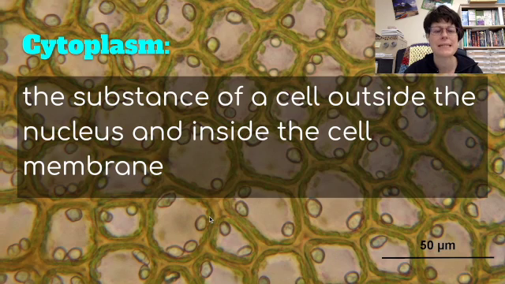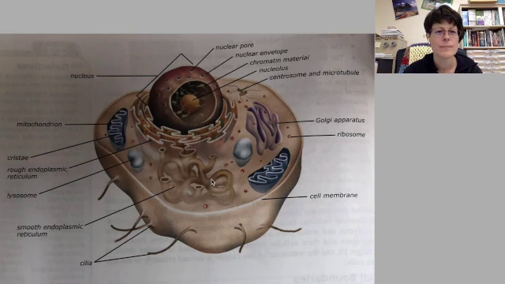Now, let's talk about what's inside the cell, and that is the cytoplasm. This is the substance of a cell outside the nucleus and inside the cell membrane. So all of the stuff in here is part of the cytoplasm.